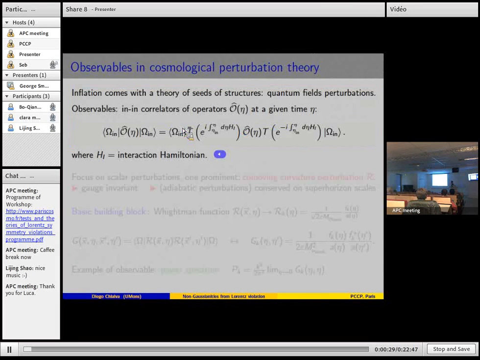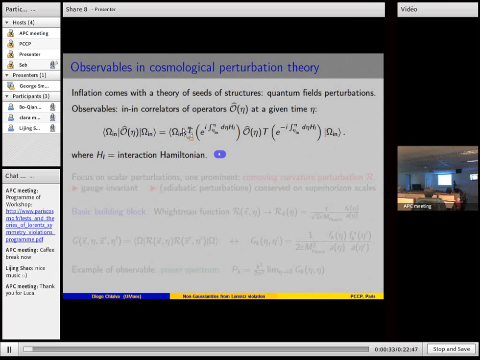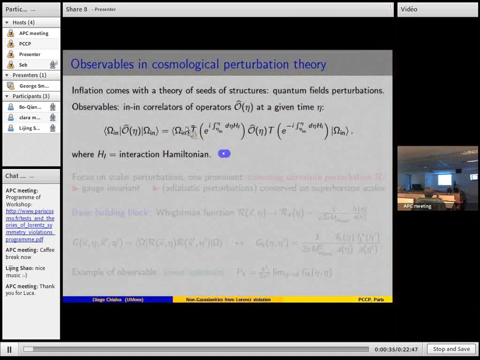First of all, let me give you a lightning review of cosmological perturbation theory. I will just highlight some points that will be important for the next part of the discussion. We know that inflation comes with a theory of the seeds of structure, that are the quantum field perturbations. And in this theory, there are observables: correlators of operators evaluated at a certain time, here I'm using conformal time, on a certain initial state.